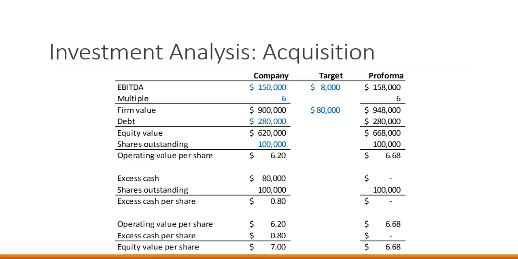With the additional EBITDA, our firm value has increased. There's no debt on the part of the target. So our debt value, our debt amount hasn't changed. Equity value is up slightly. Same number of shares outstanding. So now we have an operating value per share of $6.68. And that's the only value for the shareholders. There is no longer excess cash because we've used that cash to acquire the target. And at the end of our valuation, equity value per share is now $6.68.